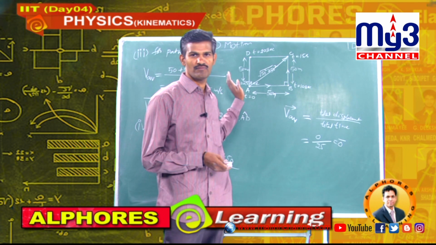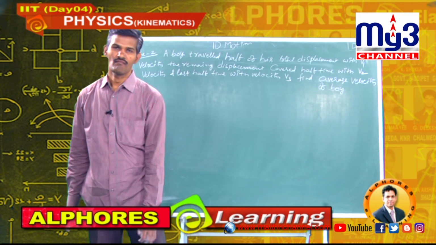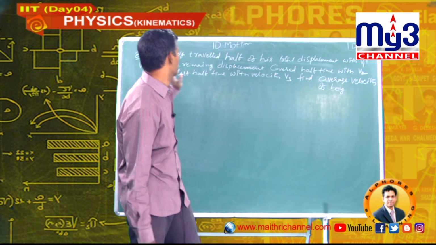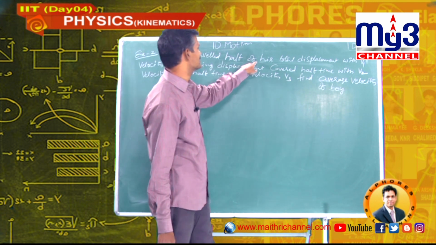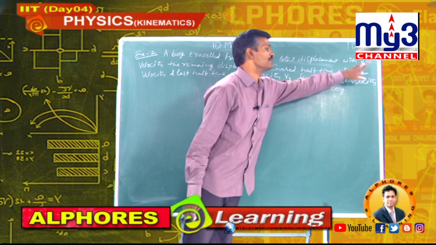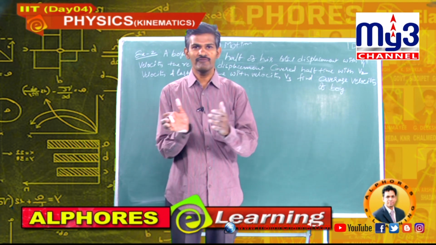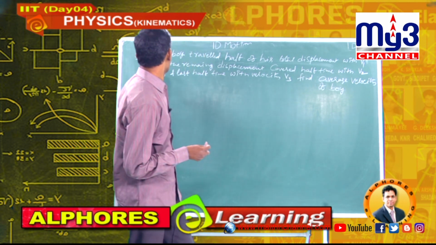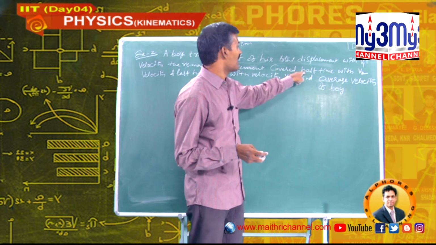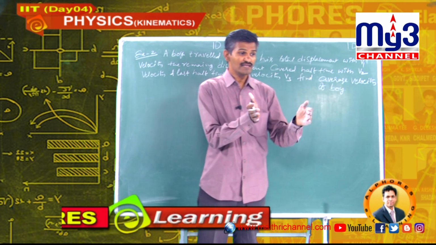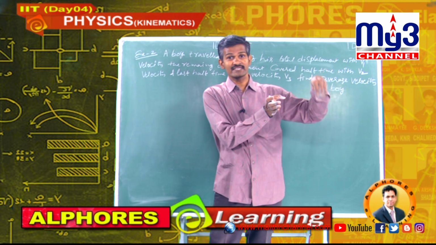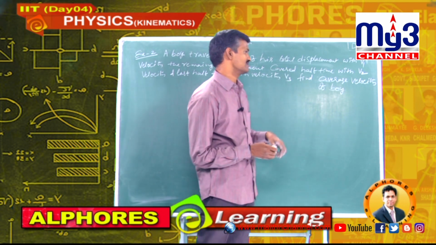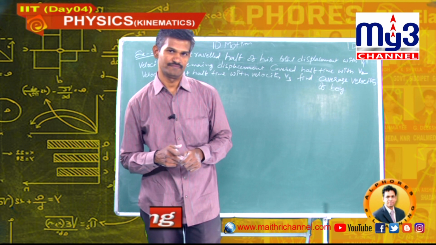It is one important problem regarding the mains exam. Students, it is one important problem regarding average velocity. What is the problem? A boy travels half of his total displacement with velocity v1, and the remaining displacement he covers with half of the time with the v2 velocity, and the remaining half of the time with the v3 velocity. Find the average velocity of this boy.